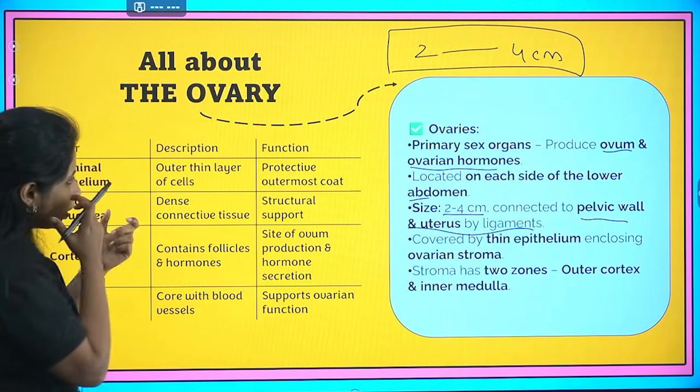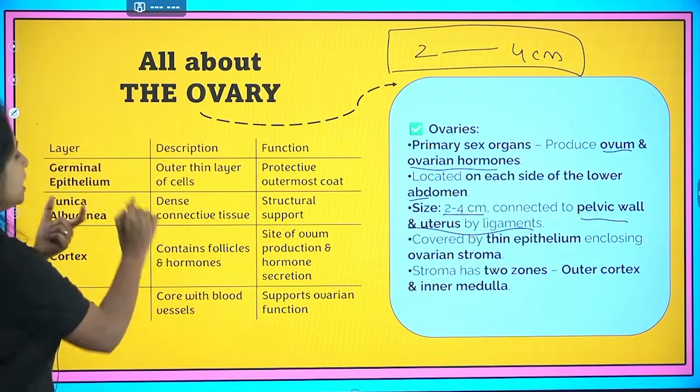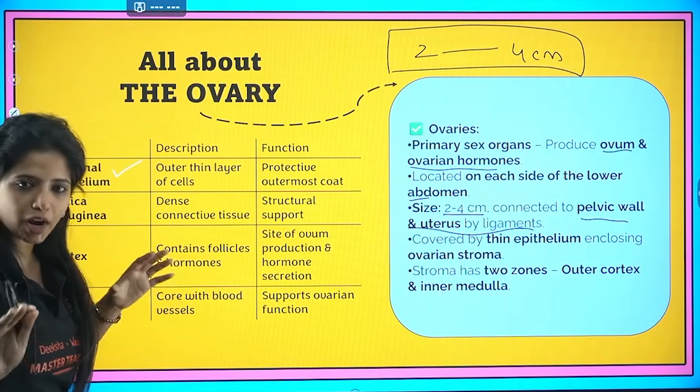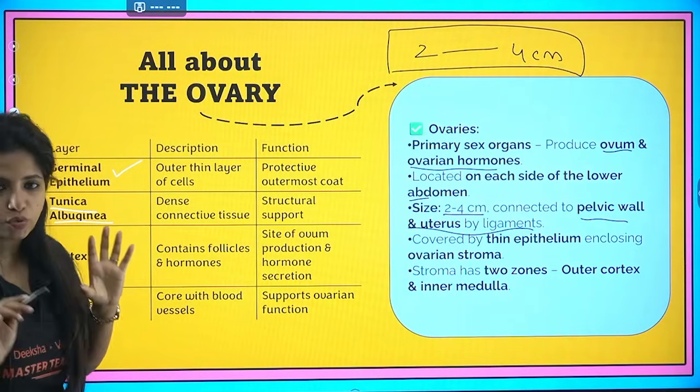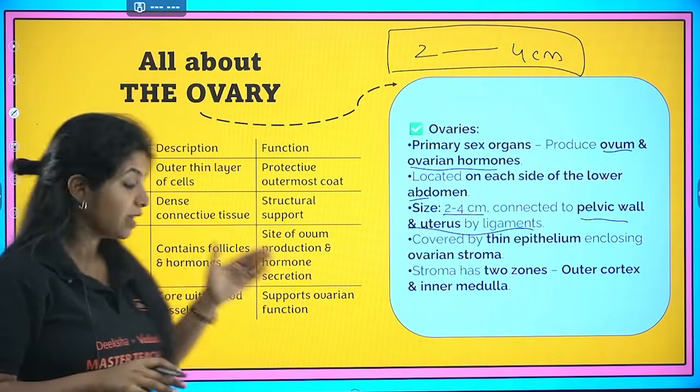Now let's see more about it. What do you call this thin epithelium as? It is actually known as germinal epithelium, just for your understanding. Okay, inside the germinal epithelium you have tunica albuginea, again just for your understanding. It provides the structural support. Inside that what do you have?